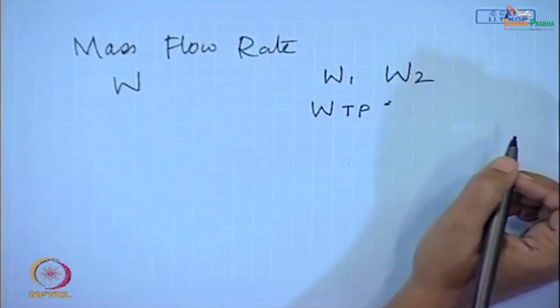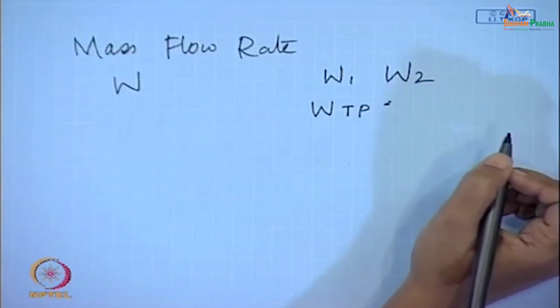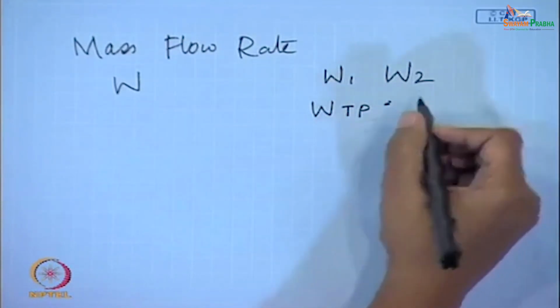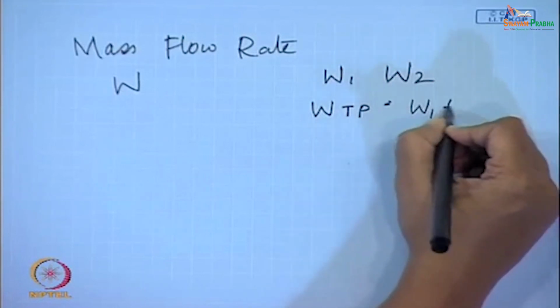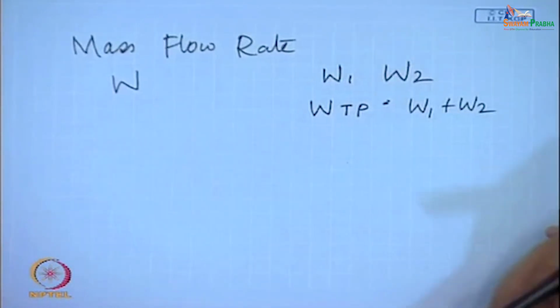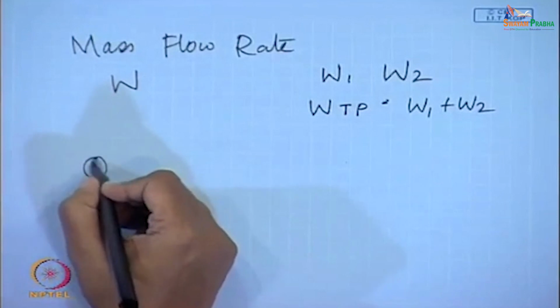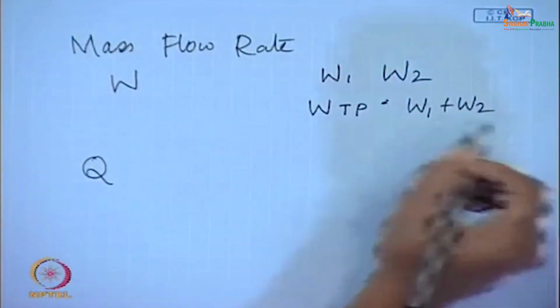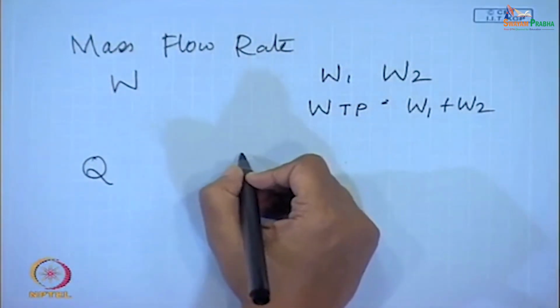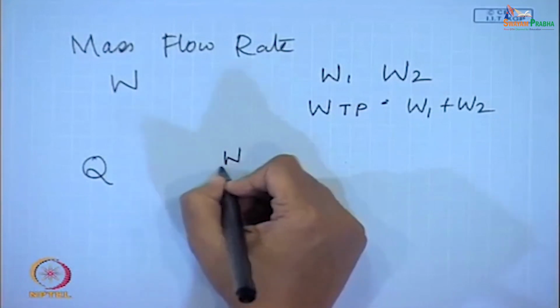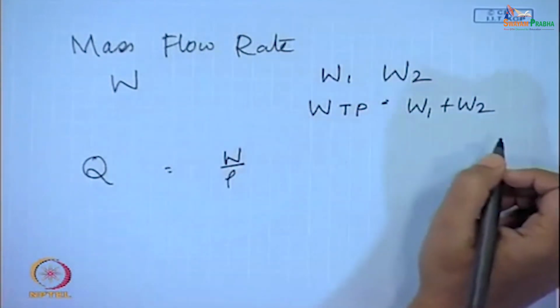Along with that, we also have W two-phase. You can also use Wm if you wish, but I would prefer to use W two-phase, which is nothing but equal to W1 plus W2. Agreed, from the equation of continuity. Next, if we have the volume flow rate Q, how do we define it? It is nothing but W by rho, isn't it?